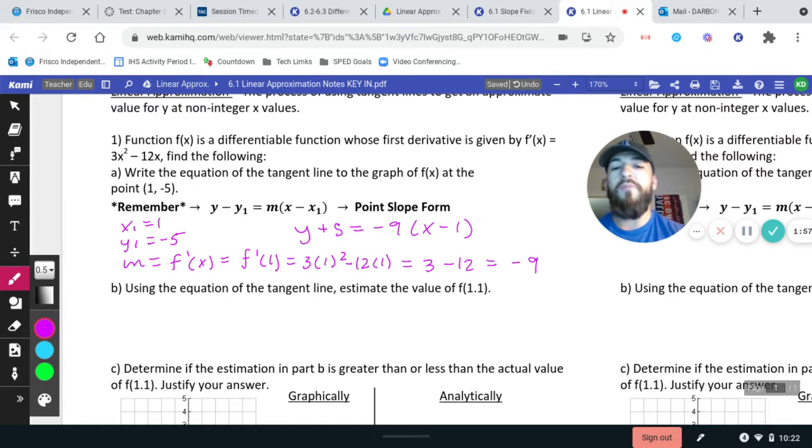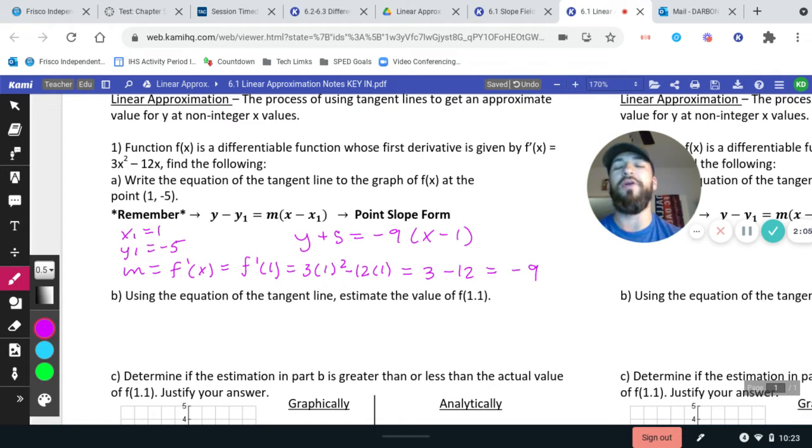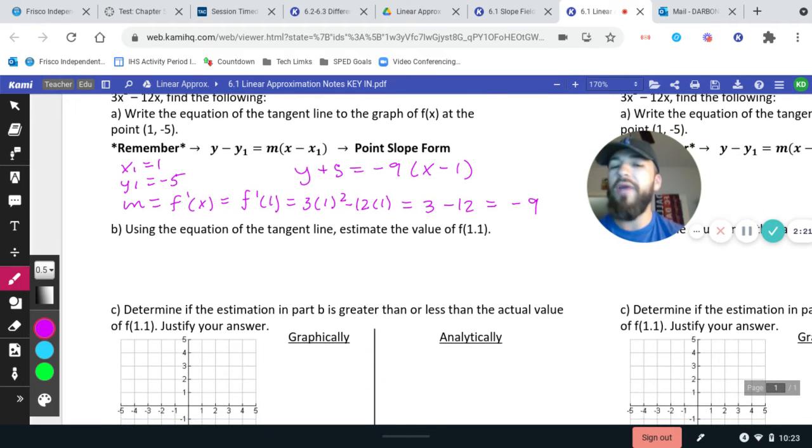Okay, part B, we want to use this equation of the tangent line to estimate the value of f of 1.1. So you might notice we don't have f, we only have f prime. F prime of x is equal to 3x squared minus 12x. So we're going to use our tangent line to estimate a value on the original function. It's kind of like using our derivative to estimate values of the original function. It's really, really cool. So all we got to do is take 1.1 and plug it in for x in our tangent line equation.